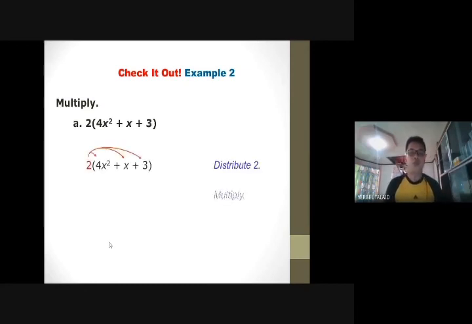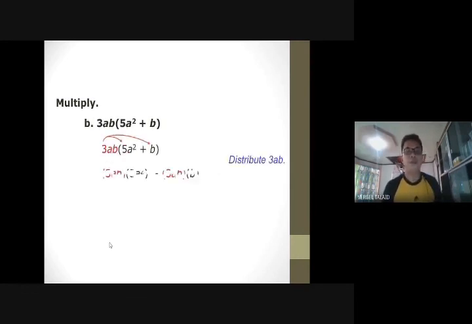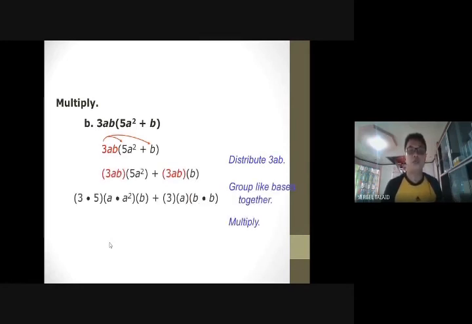The same also with this example. Distribute 2. So that is 8x squared plus 2x plus 6. Since we don't have similar terms, that is the final answer. For another example, we have 15 a cubed b plus 3. We have here understood 1, 1 times 3, that is 3a then b squared.